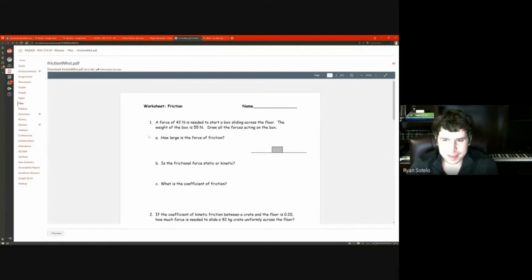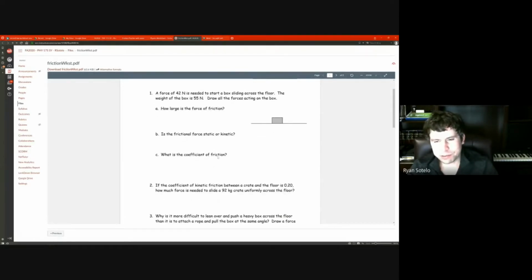So I'd say that this is still the static case because you're at the very last point. Anything, even a slight breath of air, would get it to start moving after that. So it would be static.